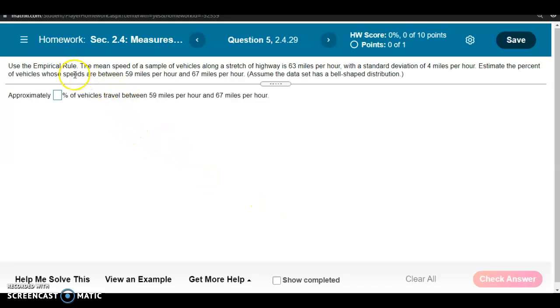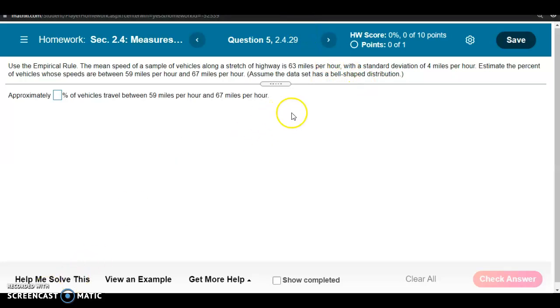It says to use the empirical rule, and the mean speed of a sample of vehicles along a stretch of highway is 63 miles per hour with a standard deviation of 4 miles per hour. We're going to use that information to estimate the percent of vehicles whose speeds are between 59 miles per hour and 67 miles per hour. And once again, it says to assume the data are bell-shaped and symmetric, or that the data have a bell-shaped distribution.